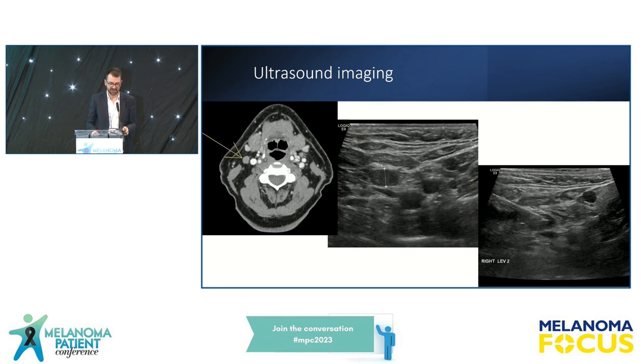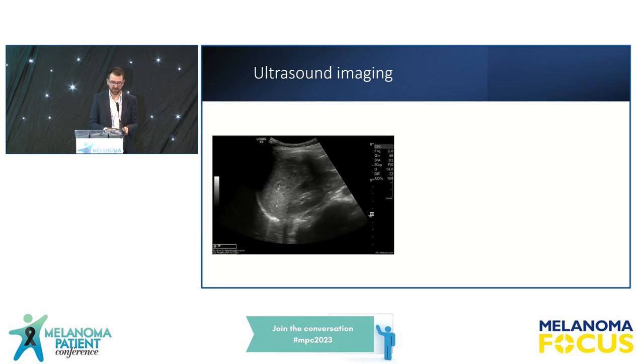This is a patient, a 60-year-old man, with a stage 3 melanoma. As part of his melanoma workup, he had his CT scan, which spotted the lymph node in the right side of his neck, highlighted by the arrow just over there. And then he came for an ultrasound a few days later, and we spotted that on the ultrasound as well. The node was about 6 millimeters, and we were able to pop a small needle in to take some cells off, confirm that there was melanoma present, and then the patient can be treated appropriately.